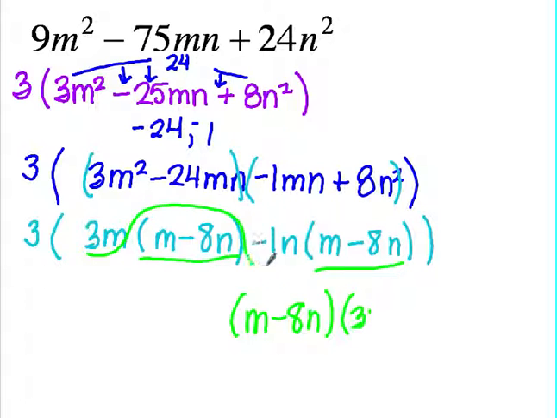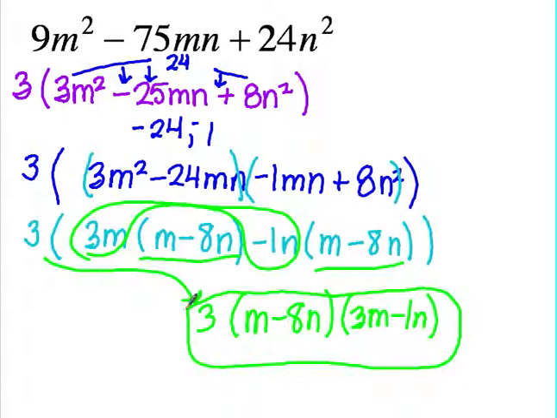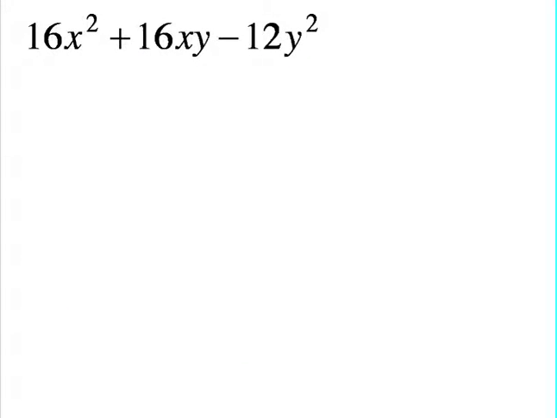What's your other factor? 3m minus 1n. And then last but not least, the 3 right here needs to be brought down. And there you go. So that was a tough one, but I think you've got one or two on your homework like that. Let's look at one more like that.